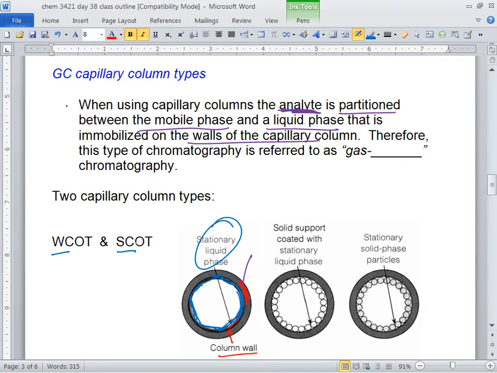But the idea here is that this type of chromatography, which everybody does modern days, is referred to as gas blank chromatography. We're not supposed to call it gas chromatography. We're supposed to call it gas liquid. Very good. Gas liquid chromatography. That's what you're supposed to be saying all the time. Because your stationary phase is a liquid. So you're supposed to be saying gas liquid chromatography.